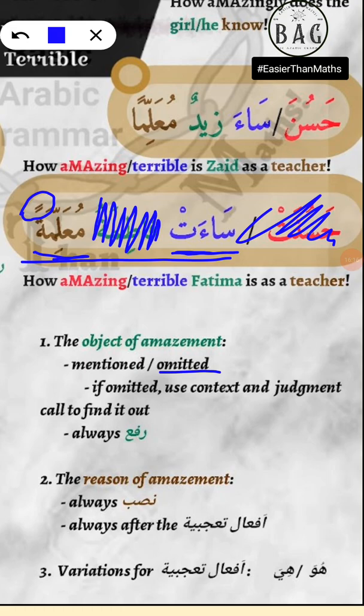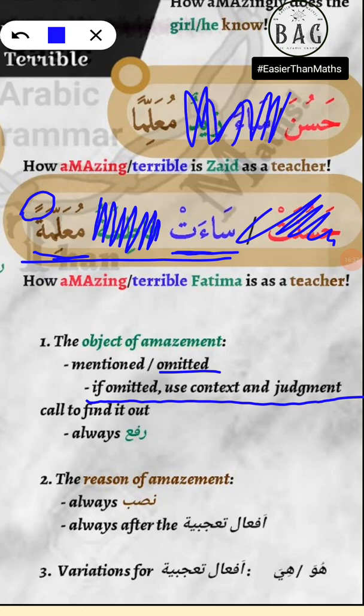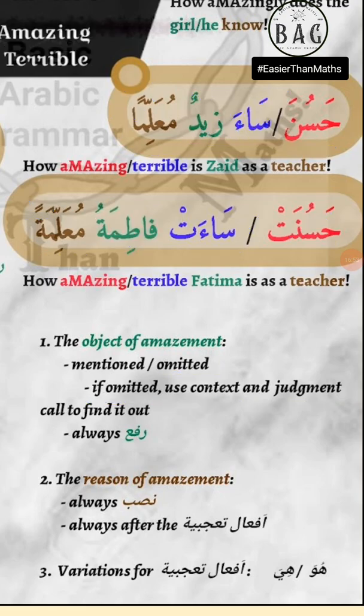So we have this point covered, that if it is omitted, you need to use context and judgment to find out who the object of amazement is. I hope that this is also clear now. If you find sa'a or hasuna mu'alliman, you are automatically going to expect a marfu' or rafa form after hasuna, but you come across the nasab form. So it is understood that the object of amazement has been omitted, and you need to find out who it is by going back a little.